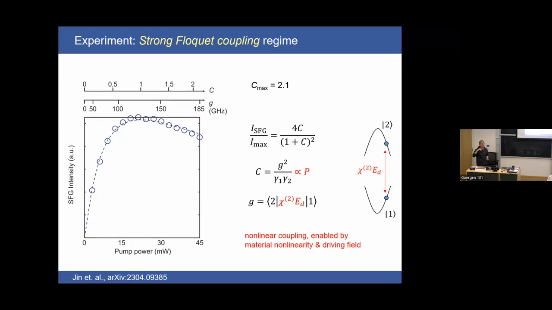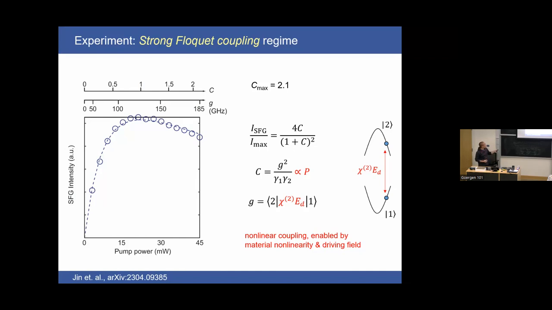So you can think of that as a nonlinear version of impedance matching that happens when your pump field is around 20 milliwatt or more. So that's when the internal upconversion efficiency reaches 100%. After that, you go into essentially the strong coupling regime where photons start to shuffle back down.